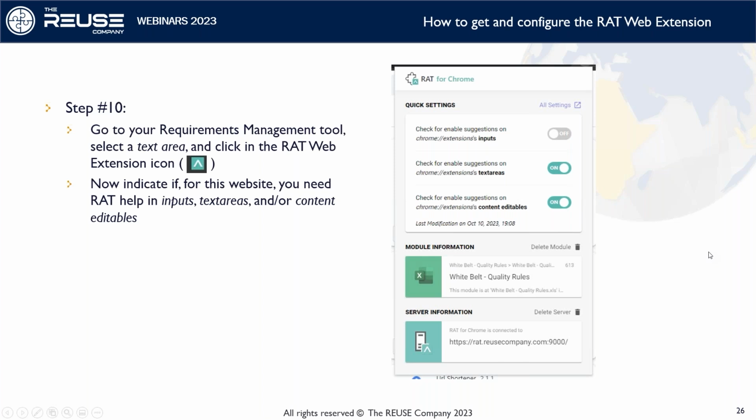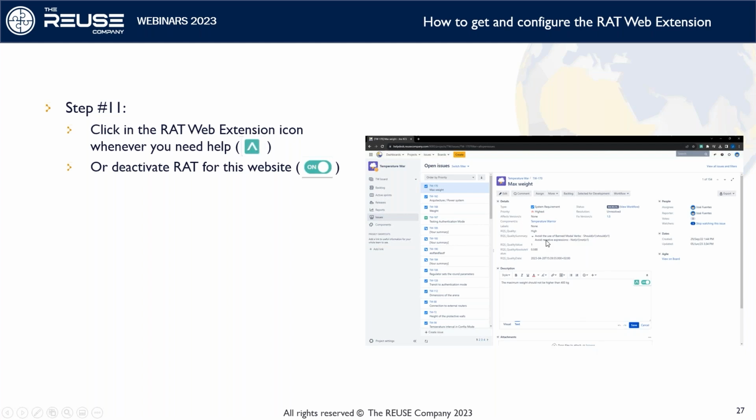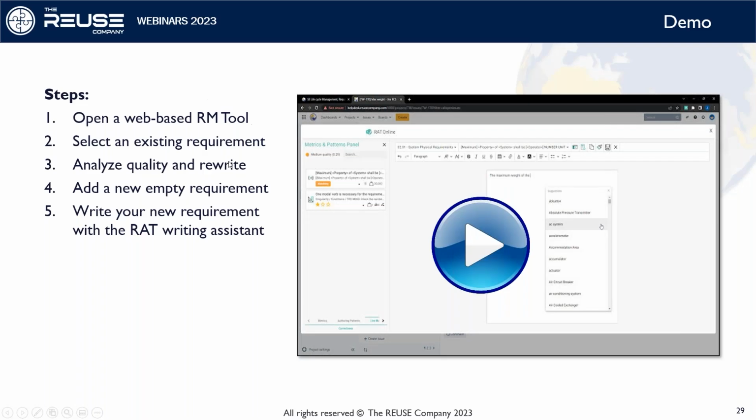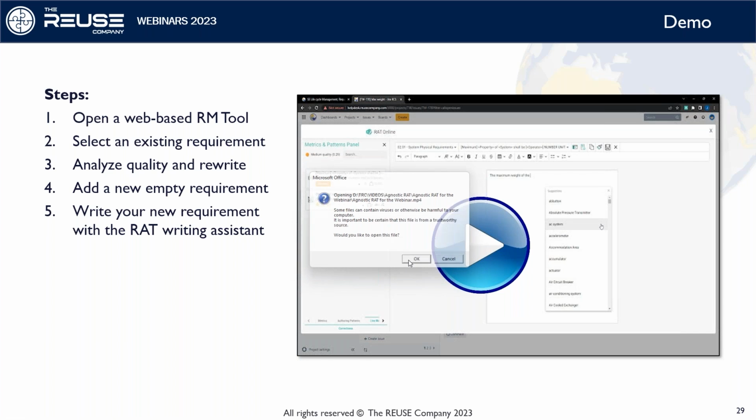And whenever you configure, everything is ready now. So in this case, I have used Jira. I am writing a requirement here below in Jira. And I have these two buttons available for me. The last one, the on, is just to disable. If I want to disable the RAT in this website, I just click on it to put it in off. Of course, all this can be reversed whenever you wish. Or whenever you want the help of the RAT, you just click on the A button, this kind of triangle or arrow up, and then you will have the RAT. So let me show you all this in a short video.